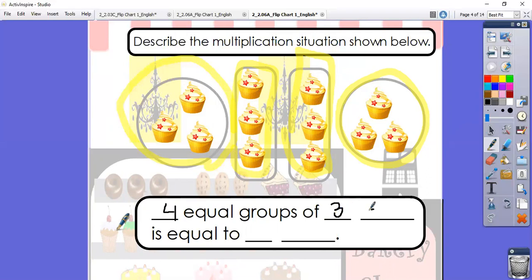And this time I'm going to use C for cupcake. That is equal to, let's see, 1, 2, 3, 4, 5, 6, 7, 8, 9, 10, 11, 12. It's equal to 12 cupcakes. Okay, so again, this is like 3 plus 3 plus 3 plus 3, or 4 times 3, 4 groups of 3.